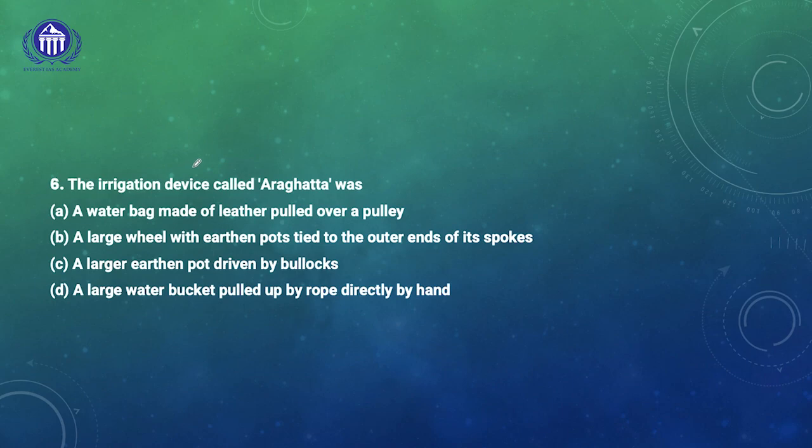Now coming to the sixth question, the irrigation device called Araghatta. This is picked from your medieval India segment, and it is a direct NCERT question, from the new NCERT book only. You need to read Themes in Indian History Part 2, where this particular fact is directly available.